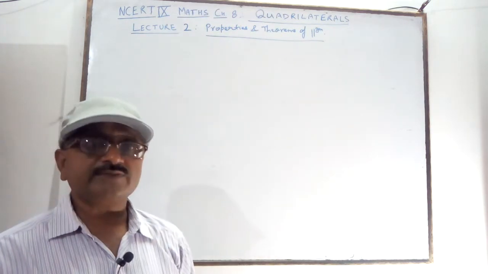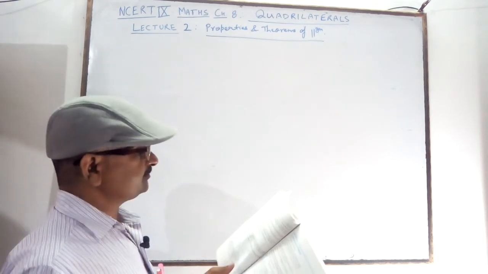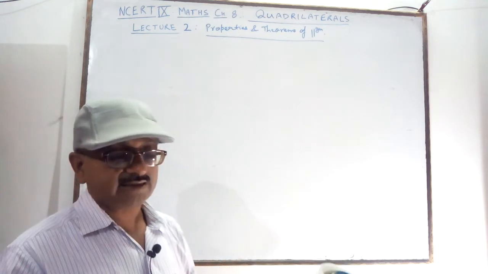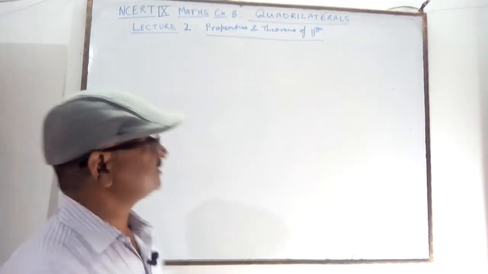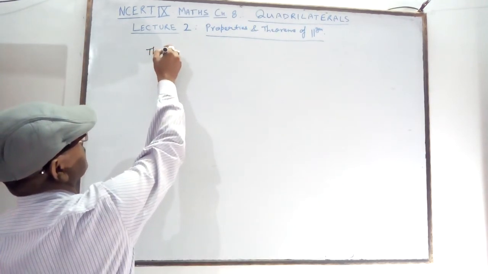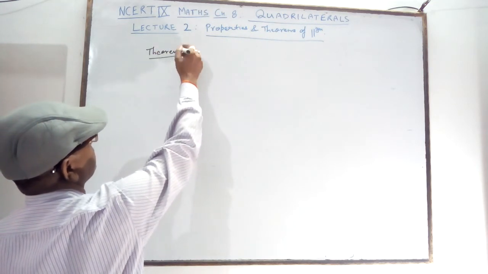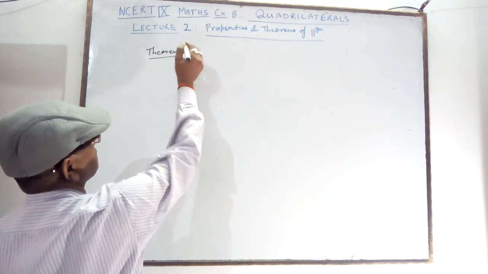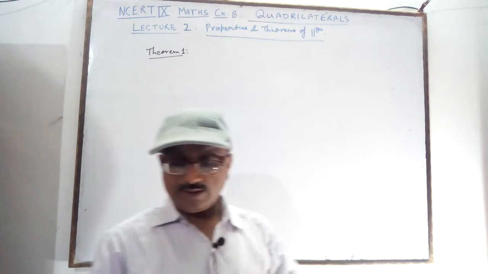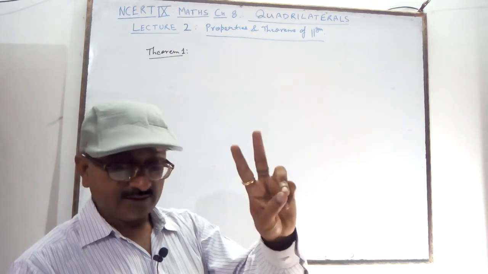Here is the first theorem of this property. What is the theorem? A diagonal of a parallelogram divides it into two congruent triangles. You want to prove it. It is called the theorem. You want to prove that a diagonal of a parallelogram divides it into two congruent triangles.